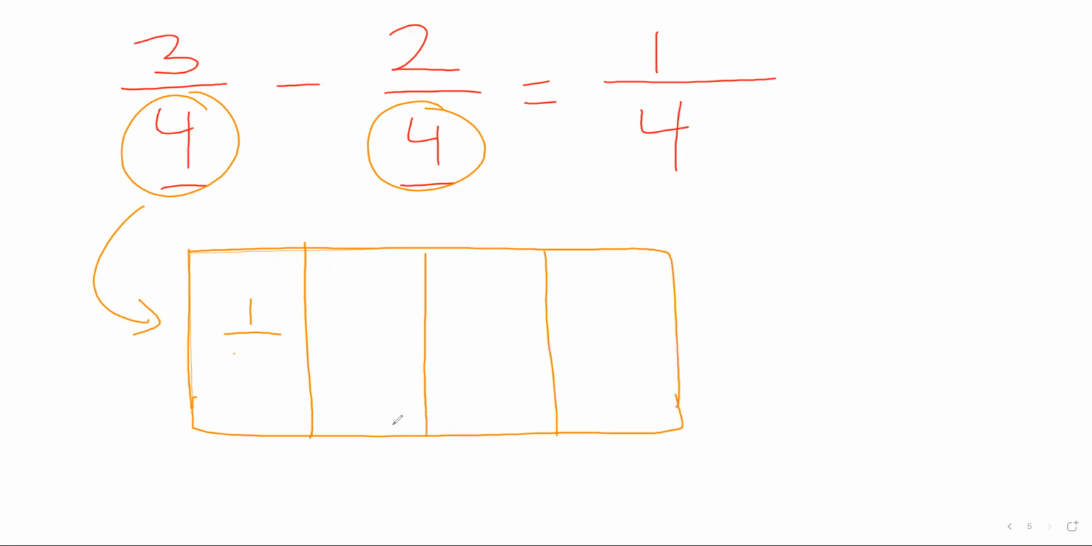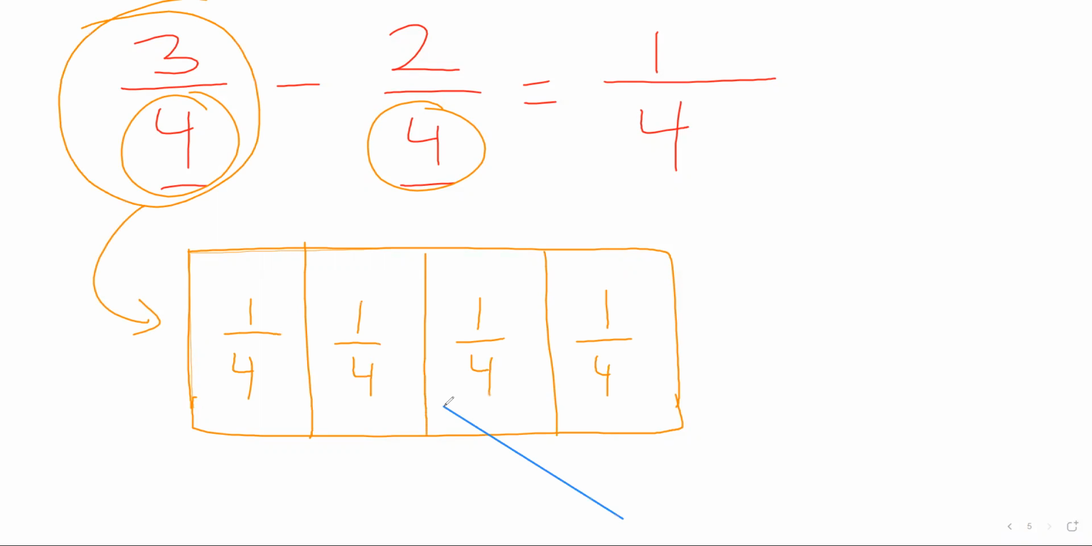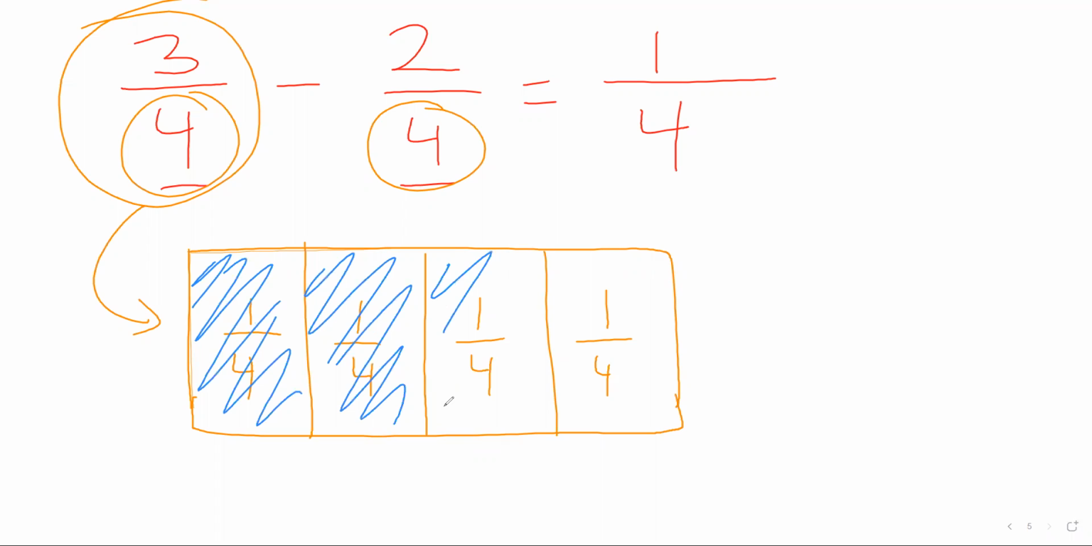And remember, each one of these has a unit fraction of 1/4 plus 1/4 plus 1/4 plus 1/4. And when I put all those together again, I'd get 4 out of 4, or all of it. But I don't have all of it, right? I actually have 3 out of 4. So I'm going to do that shading for 3 out of 4. So 1, 2, 3. Okay, so there's 3 out of 4.